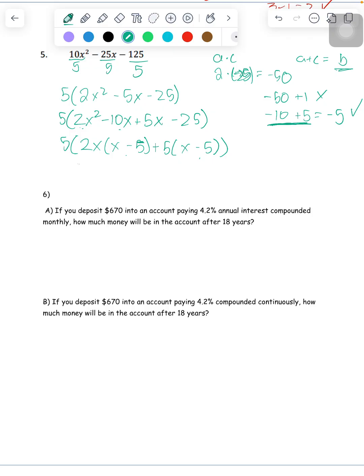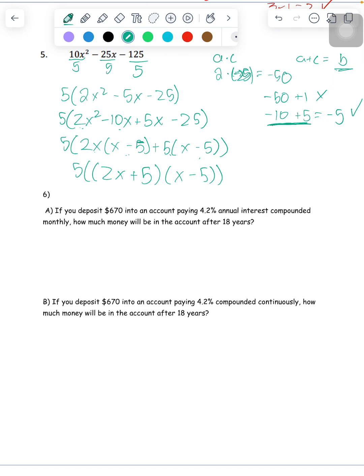So now I'm just going to rearrange. It's up to you what you do. I like putting in the outside factors first: 2x plus 5, and then x minus 5. All right, and it's fully factored. That's it. That's my answer.